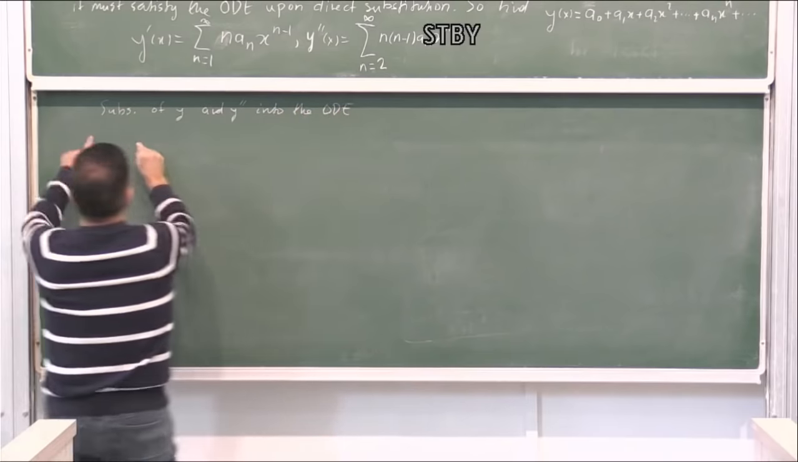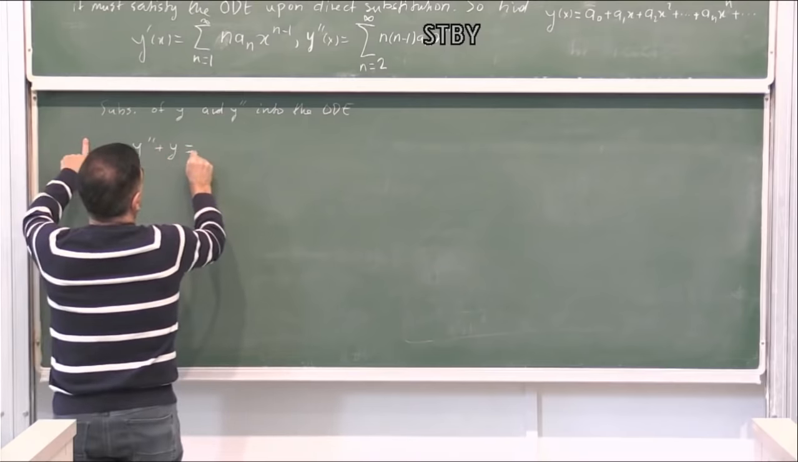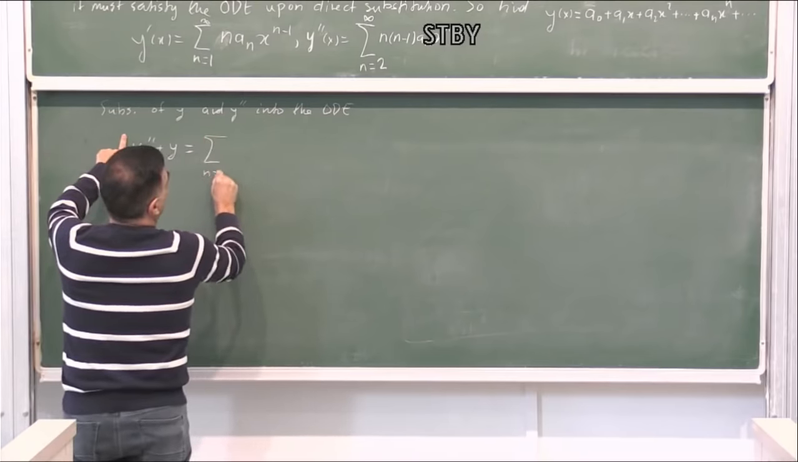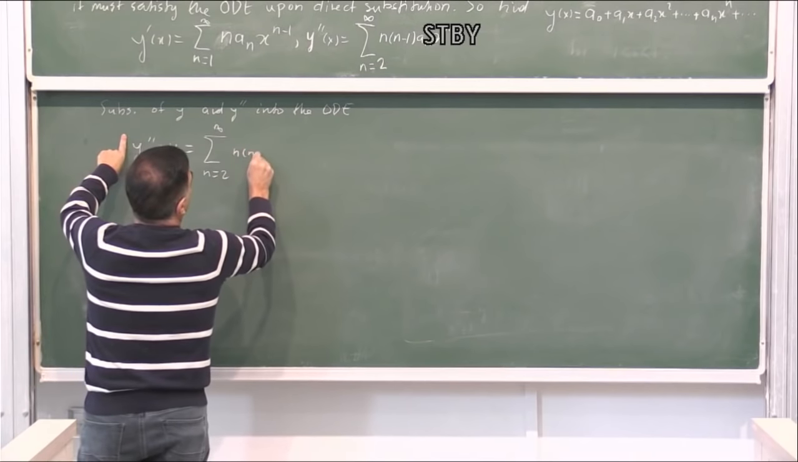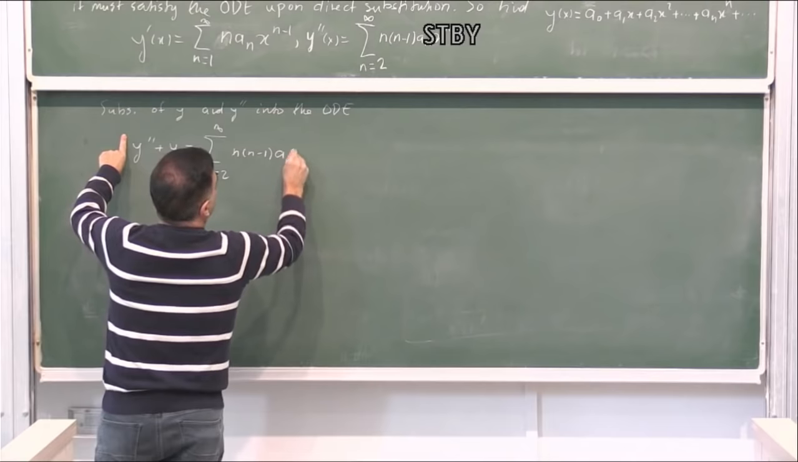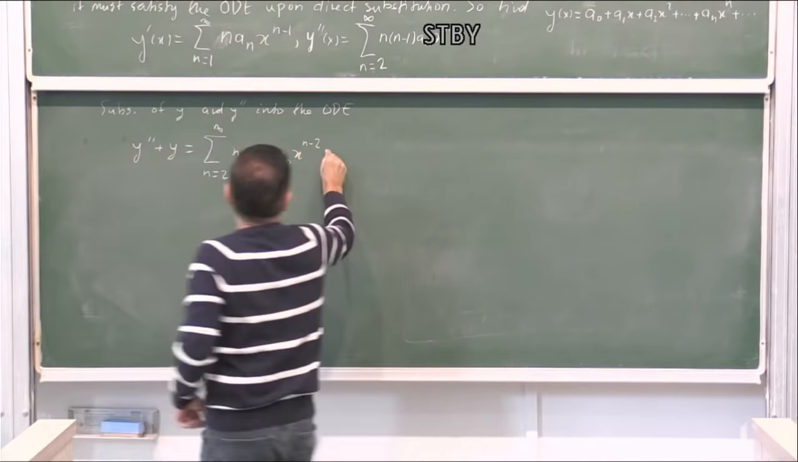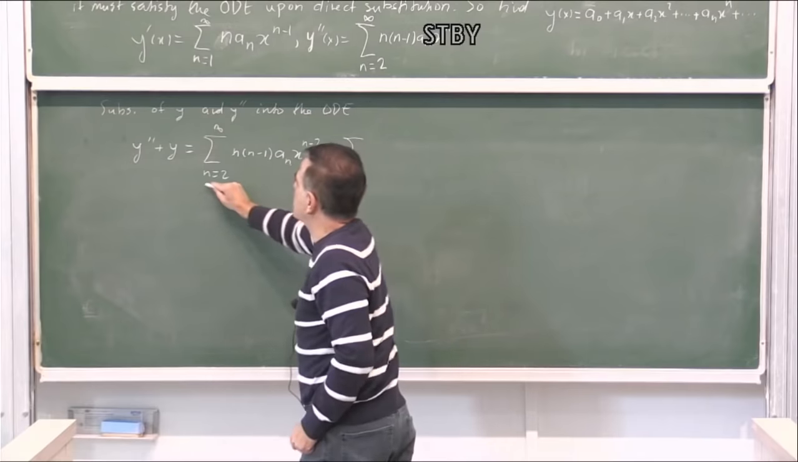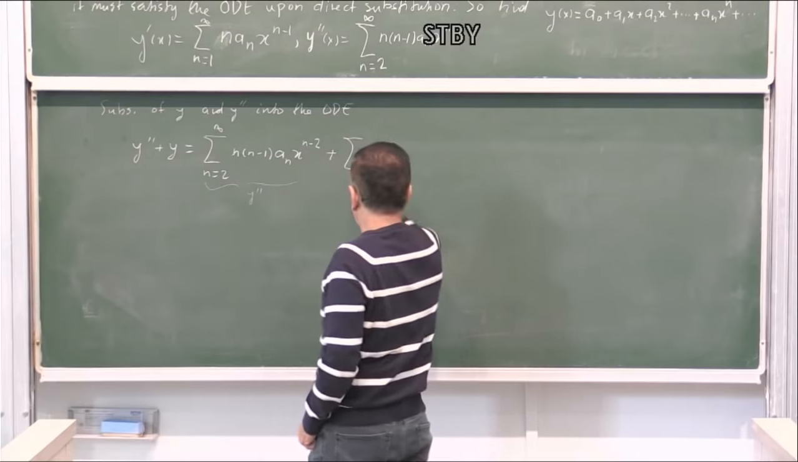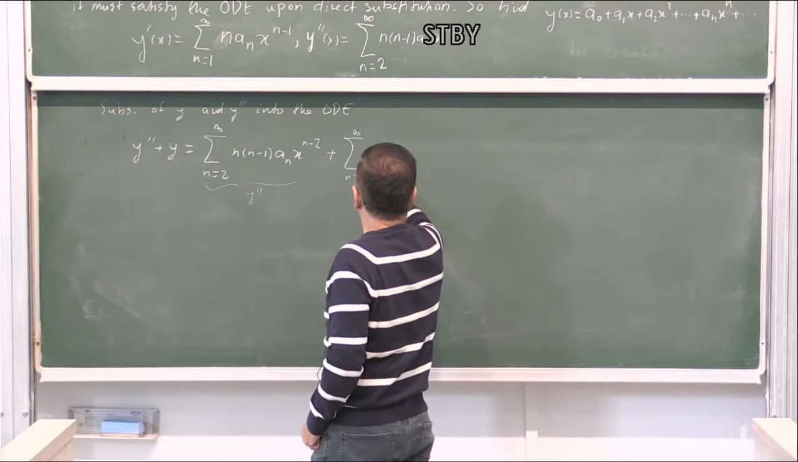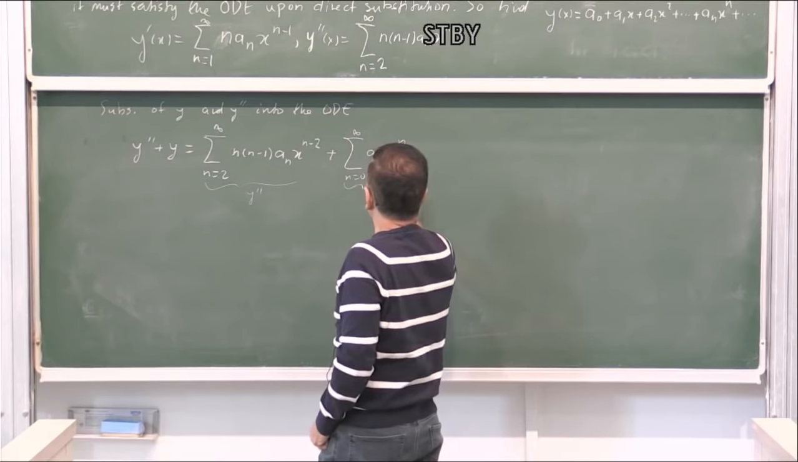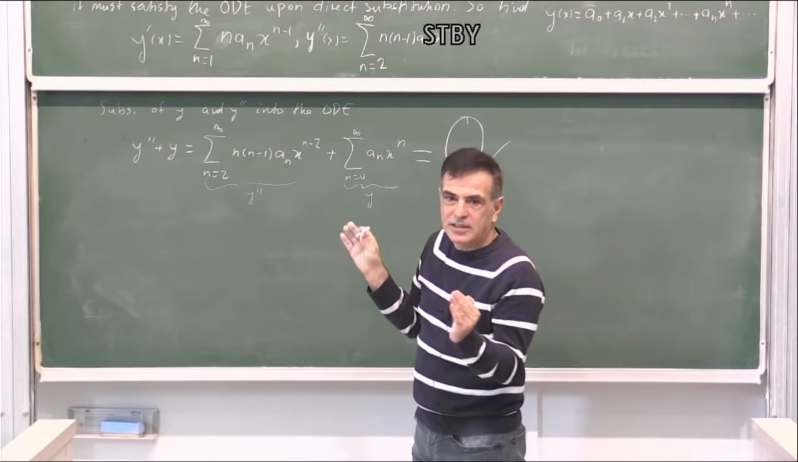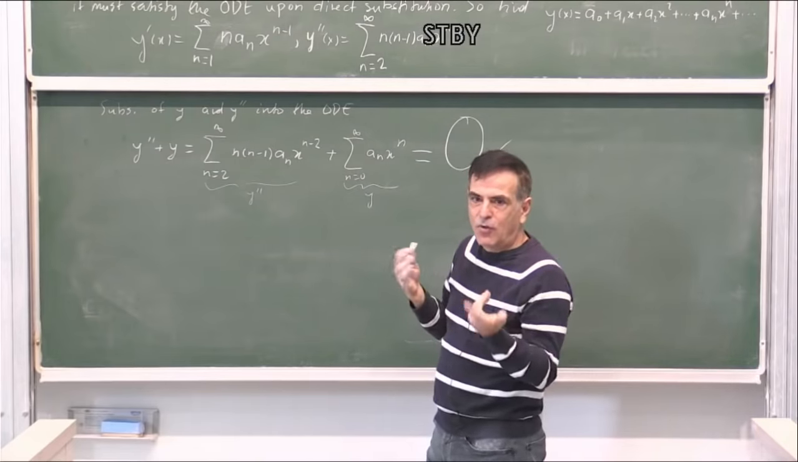What we have is y double prime plus y. So the series for the second derivative, the sum of n times n minus 1 a_n x to the power n minus 2, plus the series for y, the sum of a_n x to the power n, must be equal to 0. The two series should be collected under one series to give a nice formula for the coefficient.